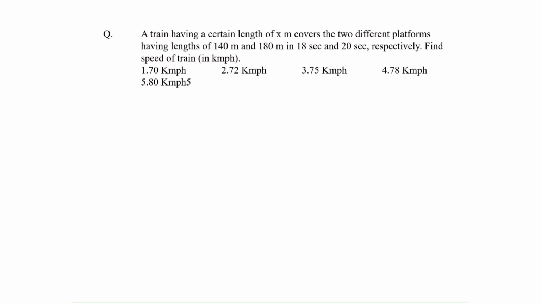A train having a certain length of X meters covers two different platforms having lengths 140 meters and 180 meters in 18 and 20 seconds respectively. Find the speed of the train.